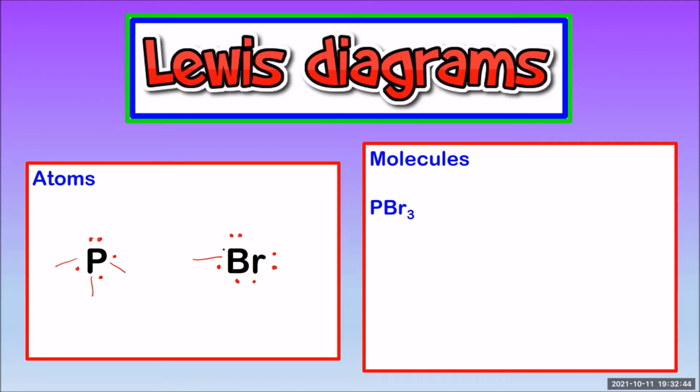To draw the Lewis structure, we draw the Lewis structure for the central atom. That's the one with the most bonding electrons. In this case, it's phosphorus. Now we line up the bonding electrons of phosphorus with the bonding electrons of bromine. I'm using different colours, but you can use dots for one and crosses for the other. Now we redraw using a line instead of the bonding pairs of electrons. We're still going to show the non-bonding electrons. That's the Lewis diagram for phosphorus tribromide.